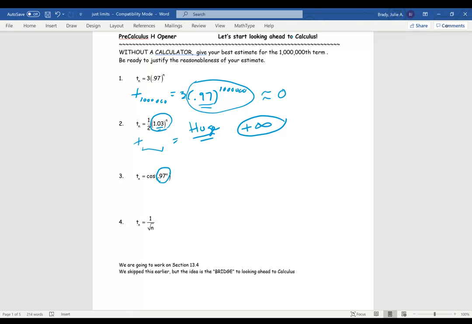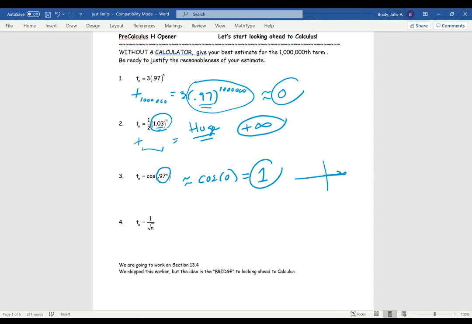Okay, if you do 0.97 to a million, that is almost 0 again. So this is about the cosine of 0. But back to where we started together, the cosine of 0 is 1.